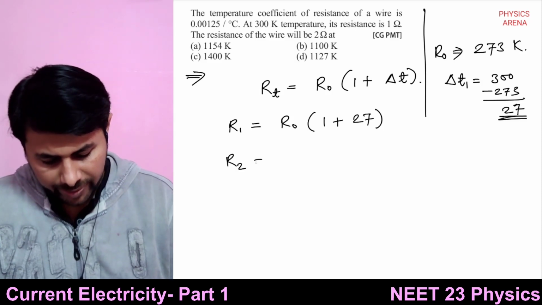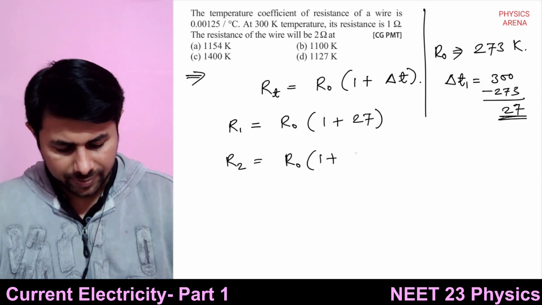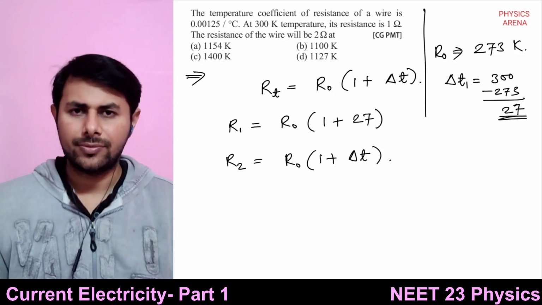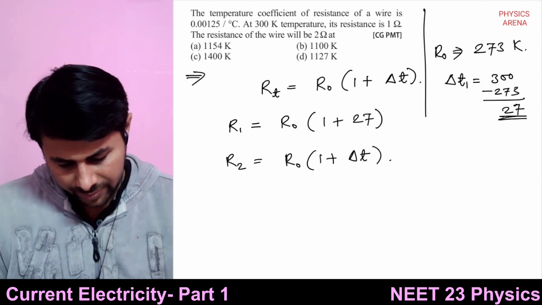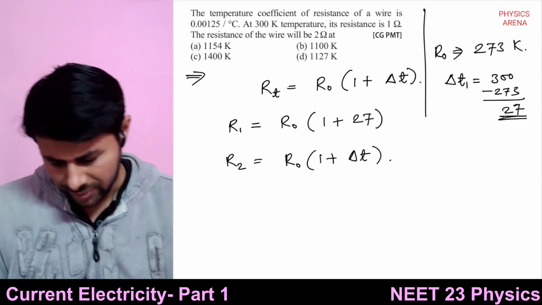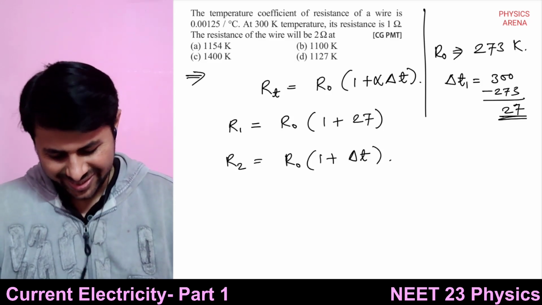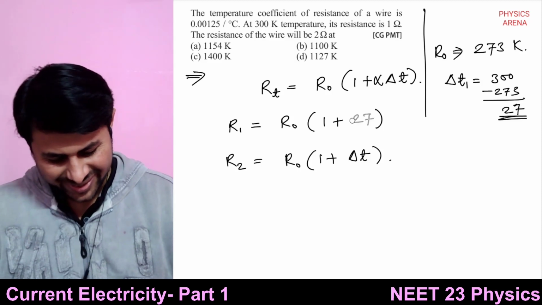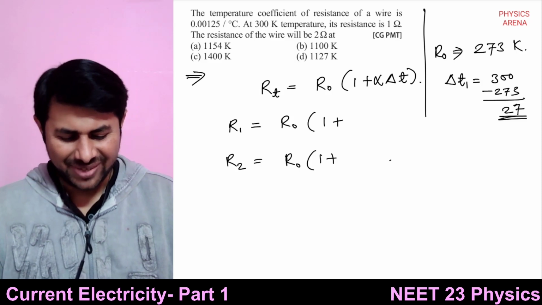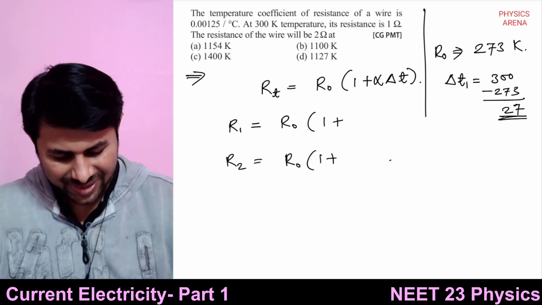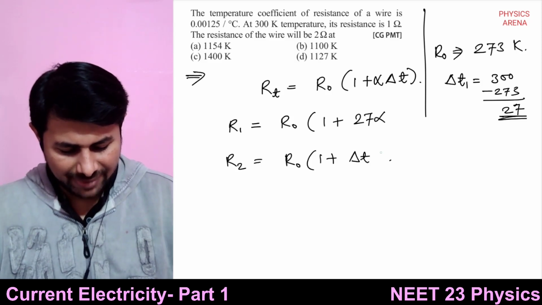And R2 will be equal to R0 multiplied by 1 plus some delta T, we don't know. Okay, that we have to find out. Then we can divide this. Oh, it is alpha delta T, right? I made a mistake here. It is equal to R naught multiplied by 1 plus alpha delta T. So it is 27 alpha here. Here it will be some delta T times alpha.